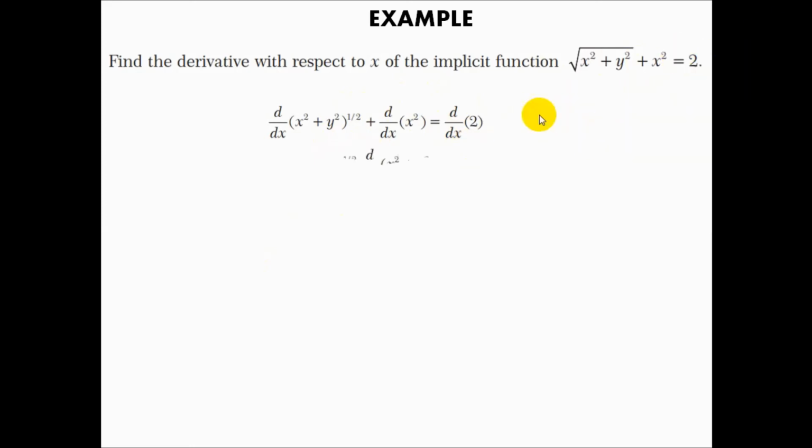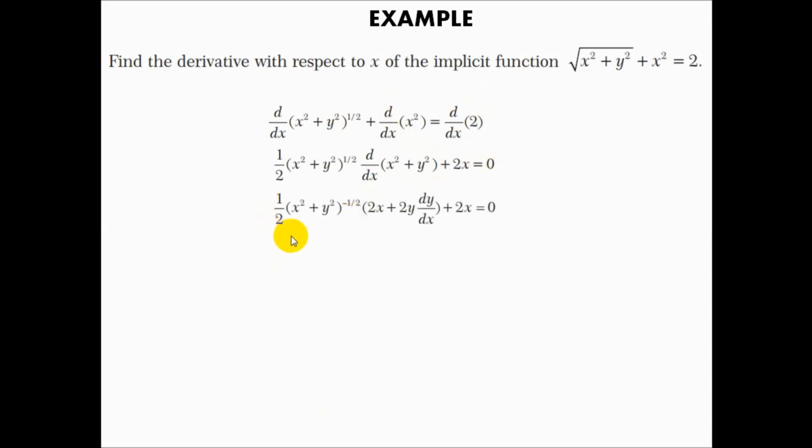So we can get the derivative d over dx of x squared plus y squared to the power of half is half times the function x squared plus y squared to the power of minus half, or minus 1 over 2, times the derivative of this function x squared plus y squared, because we are using the chain rule, d over dx of x squared plus y squared, plus the derivative of x squared is 2x and the derivative of 2 is 0.